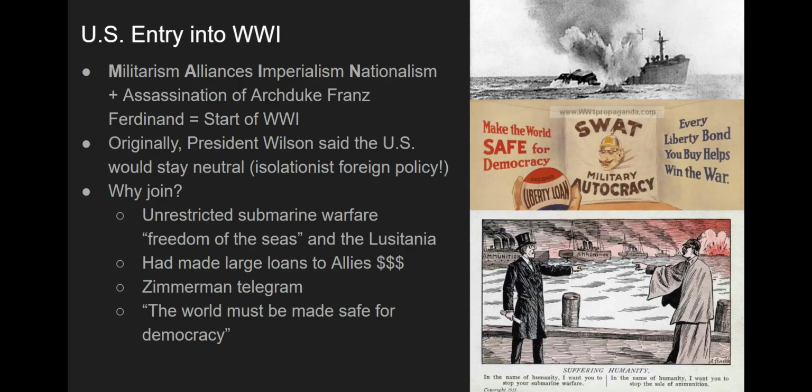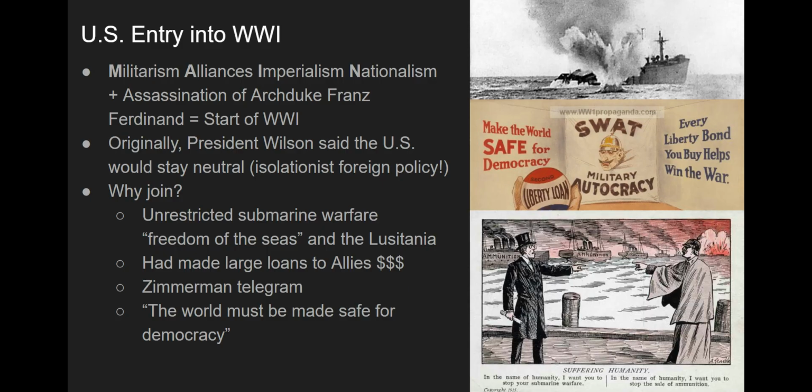And in Europe, war had broken out because of militarism, alliances, imperialism, nationalism, and the assassination of Archduke Franz Ferdinand starts it all. So you wouldn't necessarily need to know why World War I started, but you would need to know why the United States decides to join. So why is that? Why do we go against our isolationism, which was Wilson's original goal?